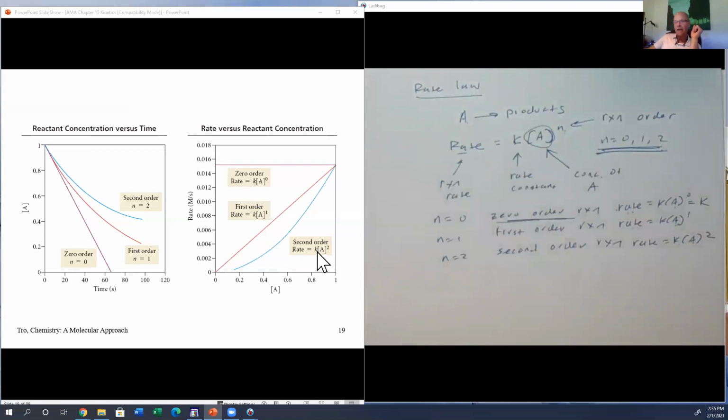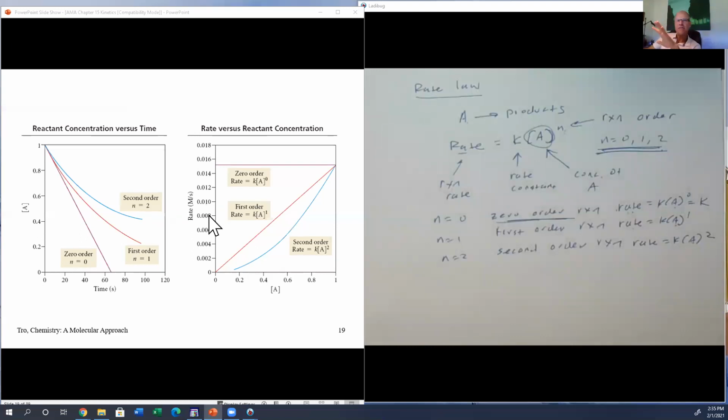Now, look at the second order reaction. Again, this is rate versus concentration. If I double the concentration here, the rate is even more sensitive. The rate goes up exponentially with A. Okay?